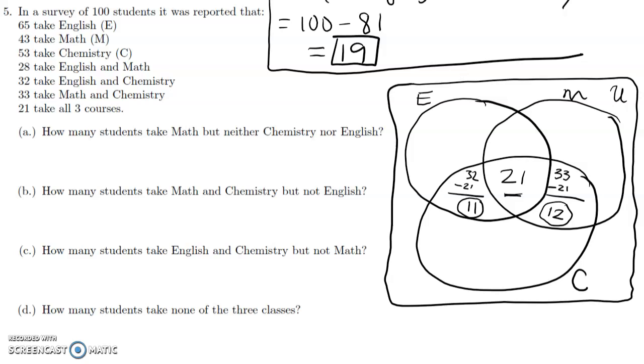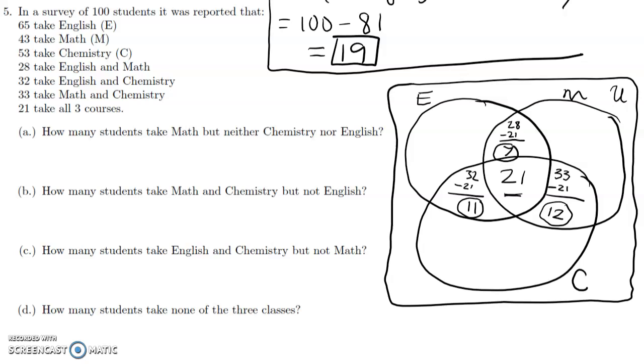Moving to our next overlap, we've got English and math. There's 28 who take English and math. But remember, that should be the total of the intersection, and this portion doesn't include the people who took all 3. We already counted the people who took all 3. So 28 minus 21 leaves me with 7. So we've got 7 people there who take only English and math. Now let's work our way out from there.